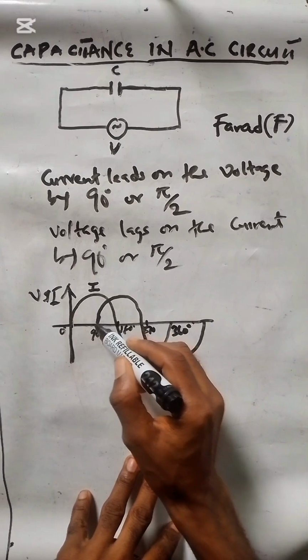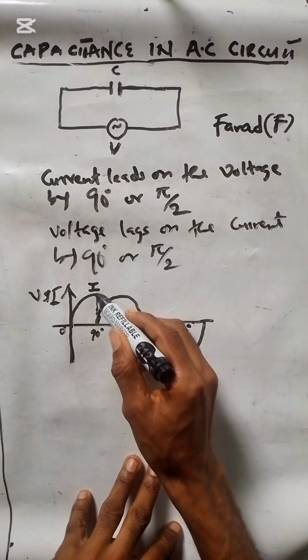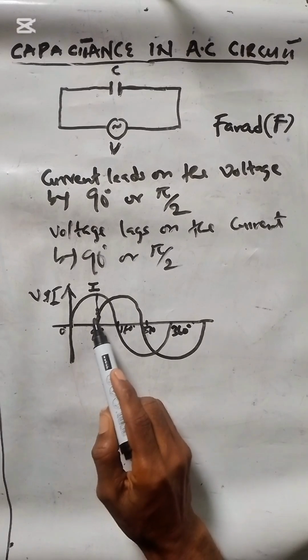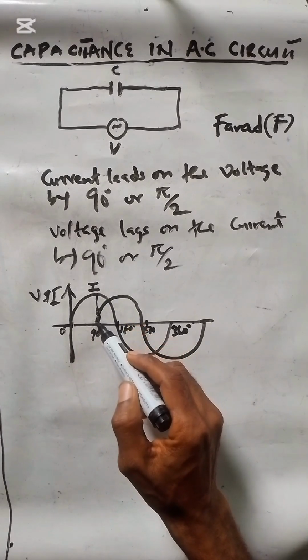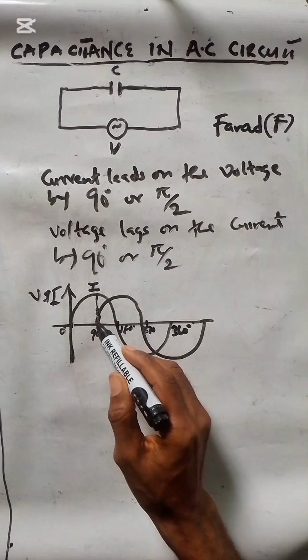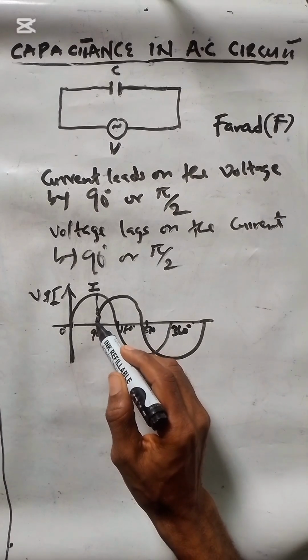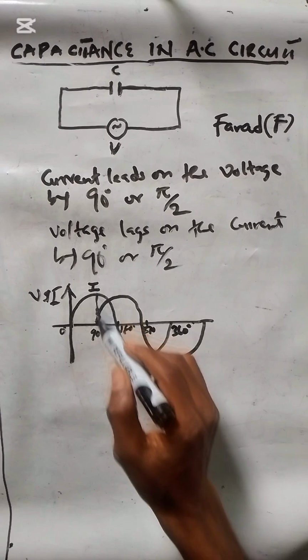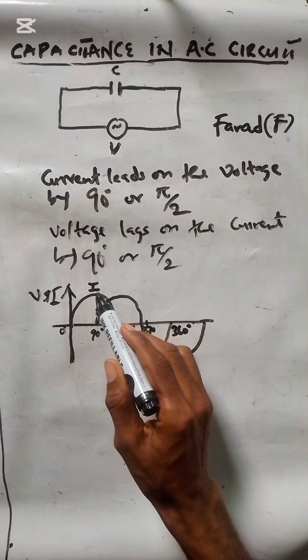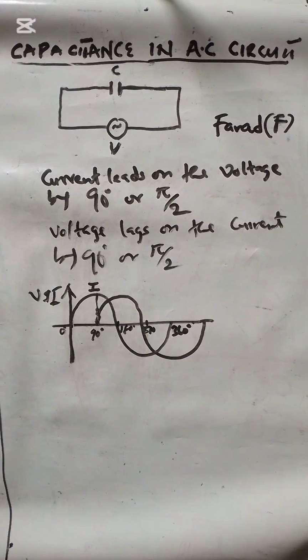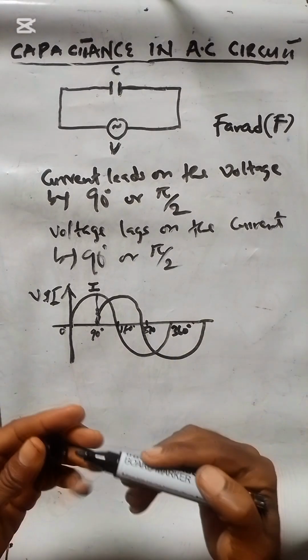As you can see, here is 90 degrees. So now it means the current has already reached its maximum at this point, at this circle. The voltage is just picking up. That means the current is leading the voltage by 90 degrees. So take note of that.